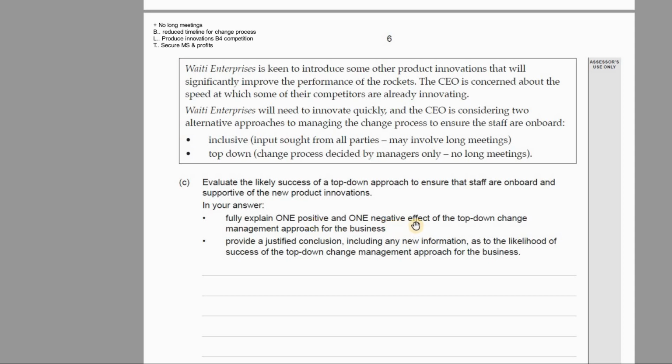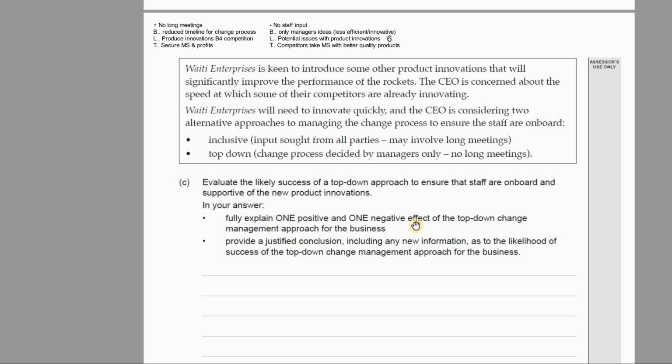Then I might quickly jot out a quick plan for the negative effect as well. Well, the negative effect of this top-down approach is that there is no staff input. That's going to be a negative effect because only managers' ideas will be involved in that change process, and potentially that's going to make those ideas less efficient or not as innovative or not as good. What effects? Well, that's going to lead to potential issues in those innovations. Therefore, competitors might take some of Waitani Enterprises' market share with their higher quality products. Okay, cool. So I've planned out one positive and one negative effect.